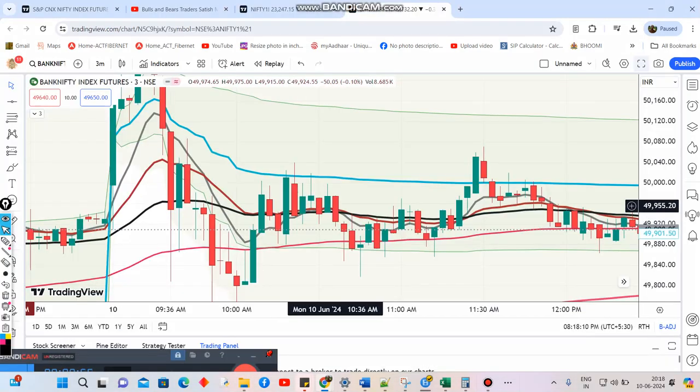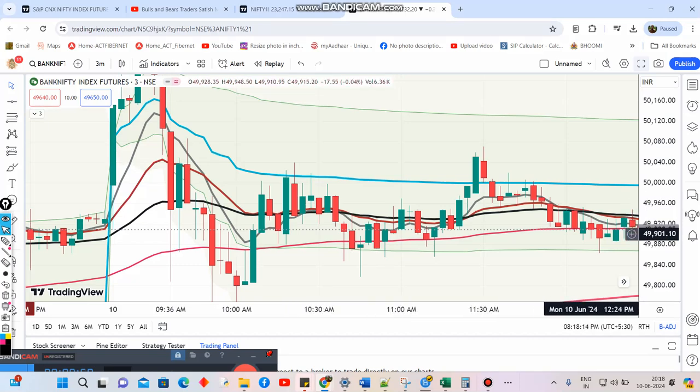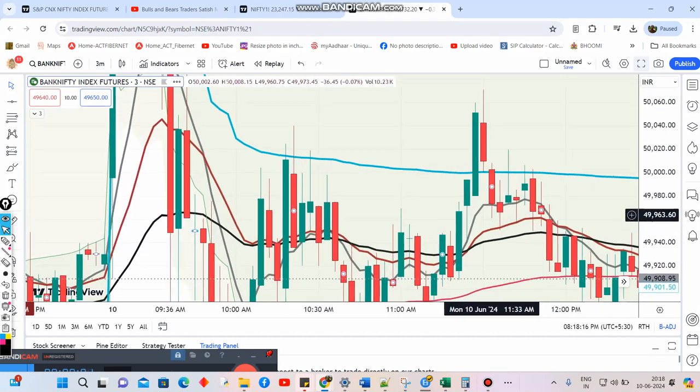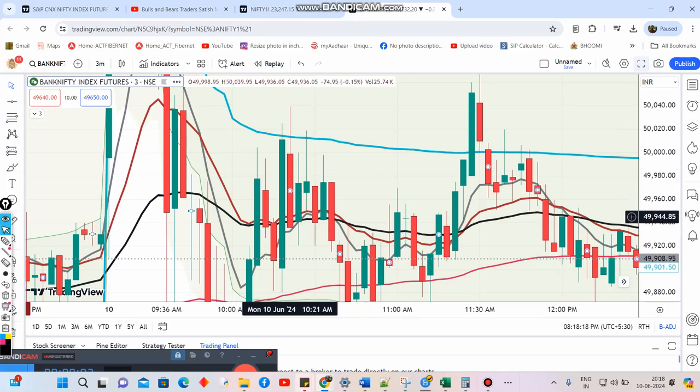10:36.50. I entered in this candle. I entered late actually. What I saw is the 9 and 21 remained above the 50 EMA like this, and the 9 EMA also remained. The 9 EMA entered the 50 EMA here.